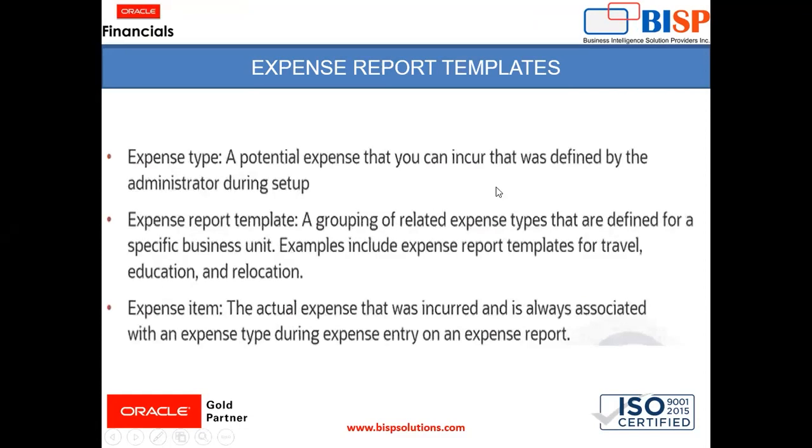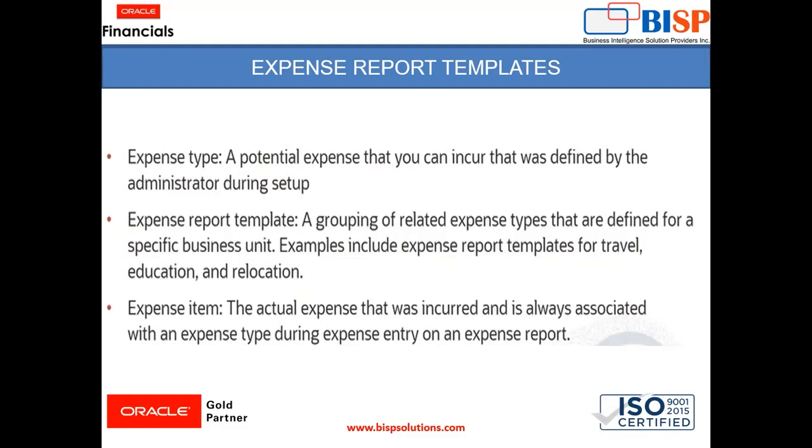Now, here are some terms which one should be aware of. The first is expense type: a potential expense that you can incur, defined by the administrator during setup. Then expense report template: a grouping of related expense types that are defined for a specific business unit. So what does an expense report template do? It groups the related expense types into one, and a template is created. Like you can create one template for travel, one for education, another for relocation, etc.